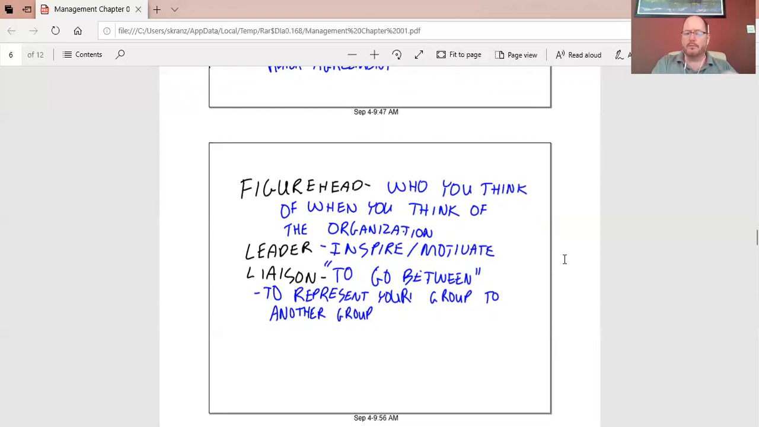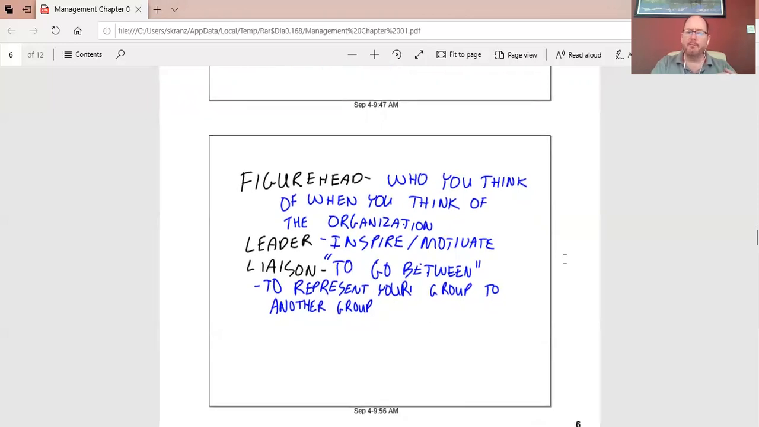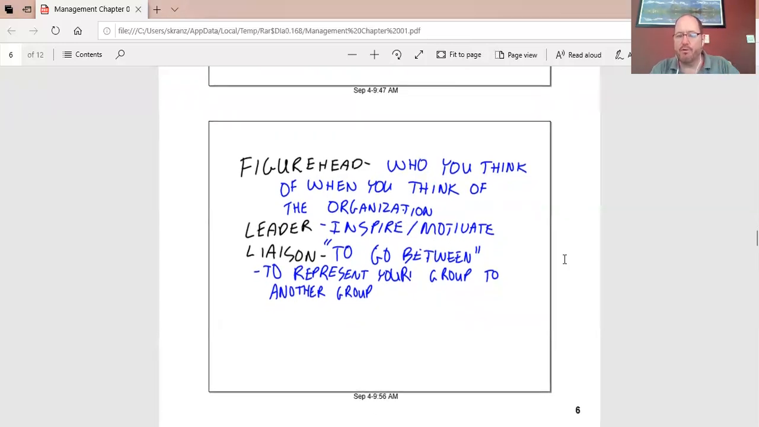The term leader, a leader means to inspire, motivate. A liaison means to go between. When you represent a group to another group, you're being a liaison. And to our French students, they are right now laughing at me because I obviously do not pronounce it correctly. It's a French word and your American teacher does not pronounce it correctly. But liaison means go between, representing your group to another group.